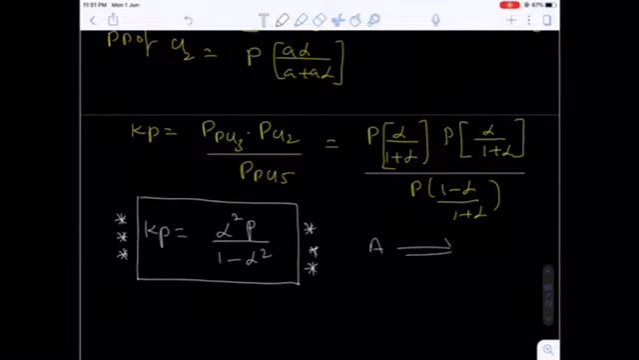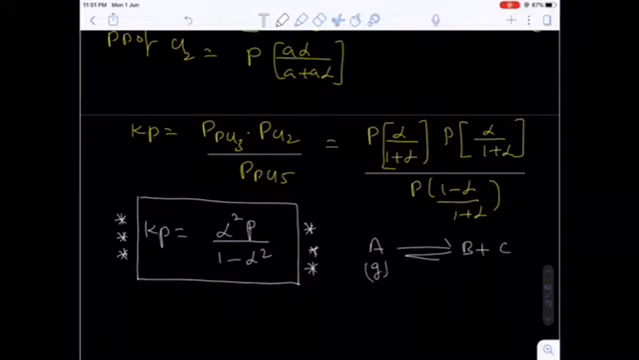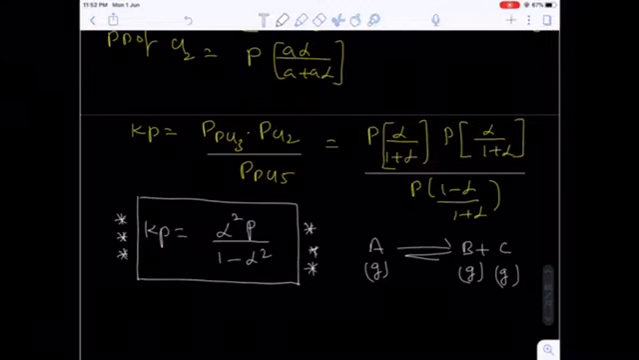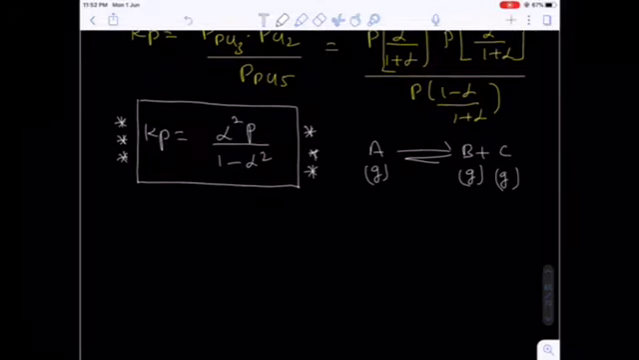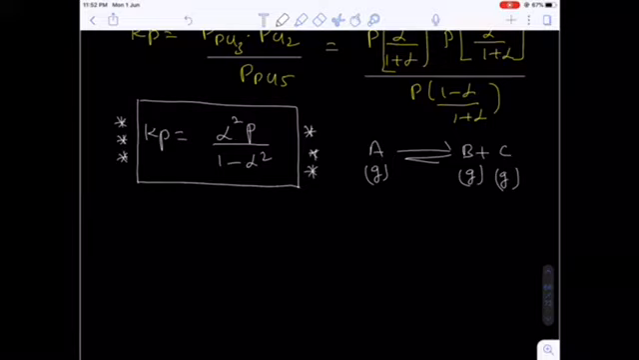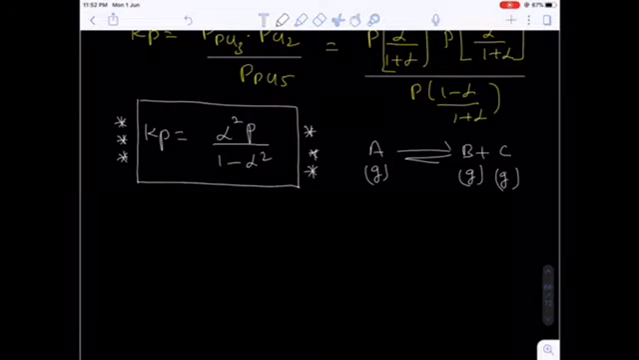Now let's suppose the question is given like this: A gives B plus C, stoichiometry 1:1:1, all the species are gases. So for such a general question also, the Kp expression is alpha square P by 1 minus alpha square. Now from this expression you can also calculate the alpha value.